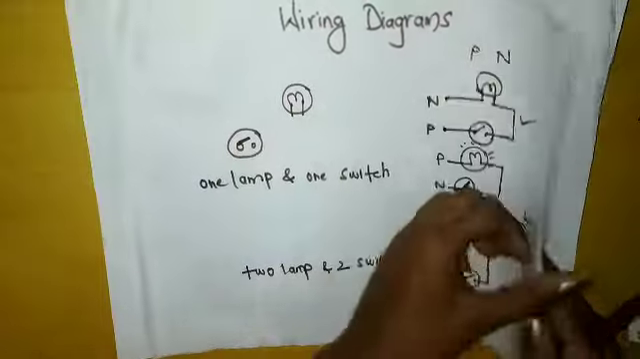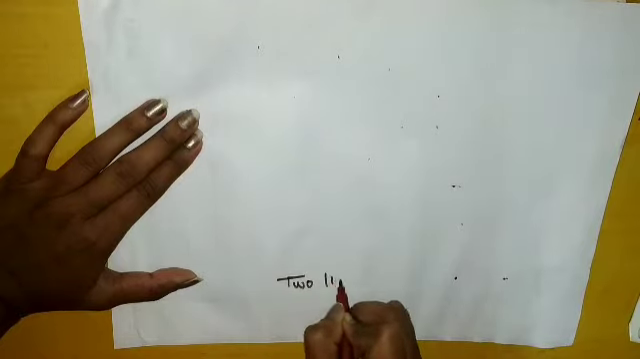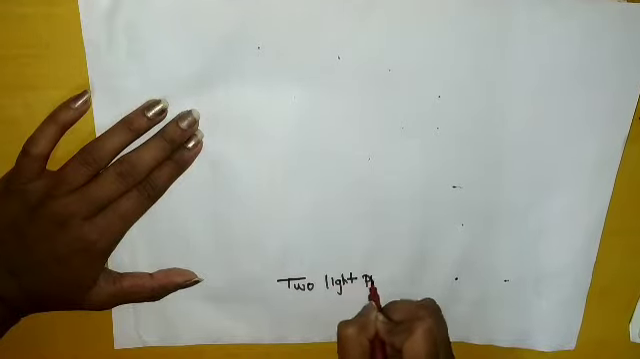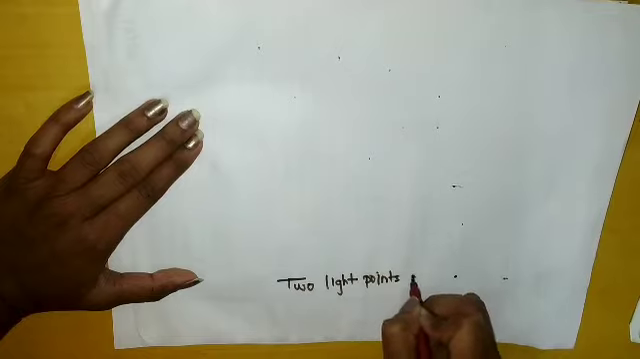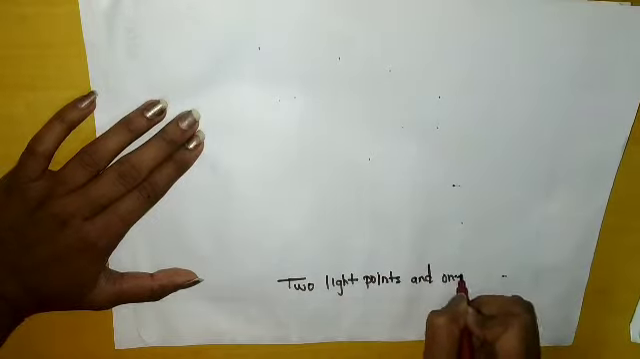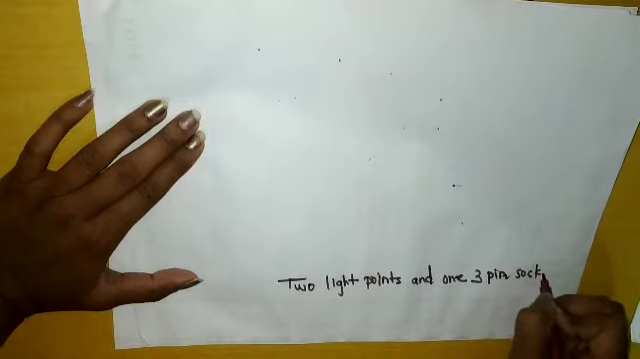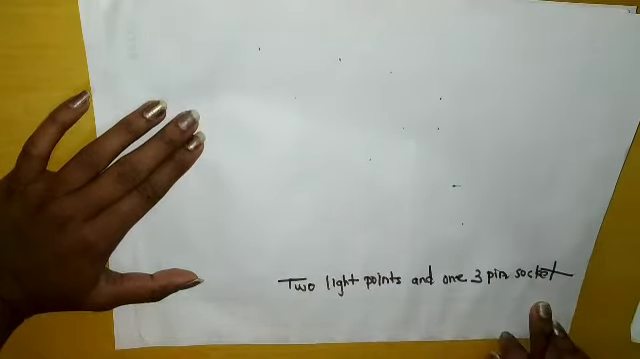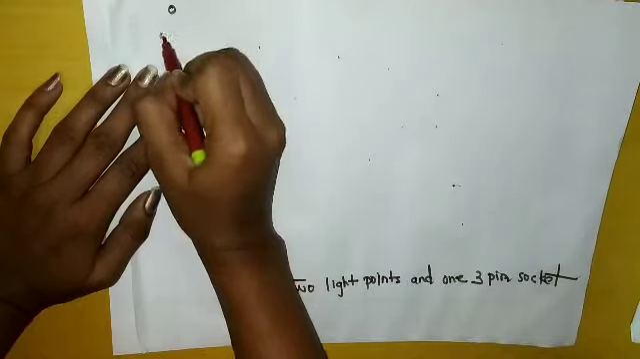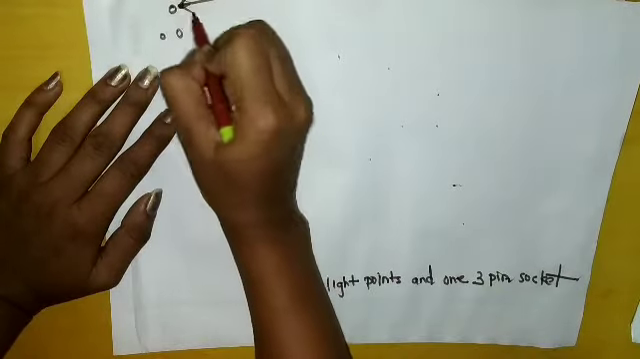Now we will see two light points and 1 3-pin socket. So what is 3-pin socket? So where there is earth provided, it is 3-pin socket, right?